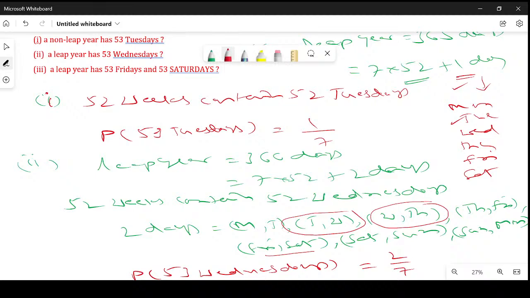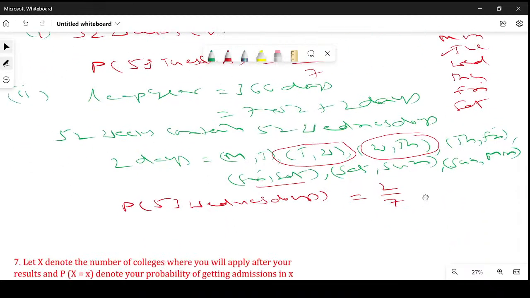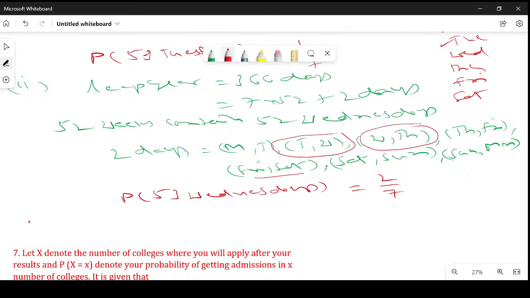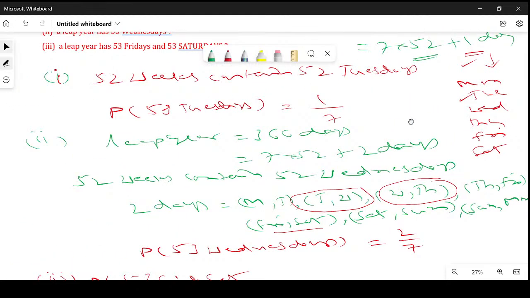All favorable events are like that, right? So for the same leap year case, I can consider the third problem: the probability in a leap year of 53 Fridays and Saturdays. They are asking for the probability of 53 Fridays and Saturdays.